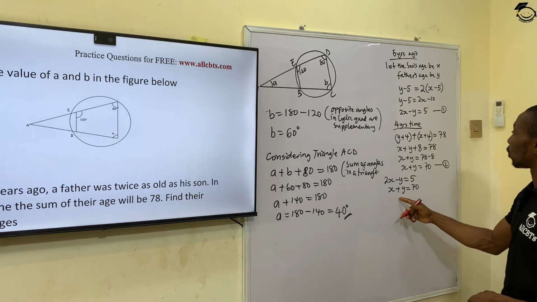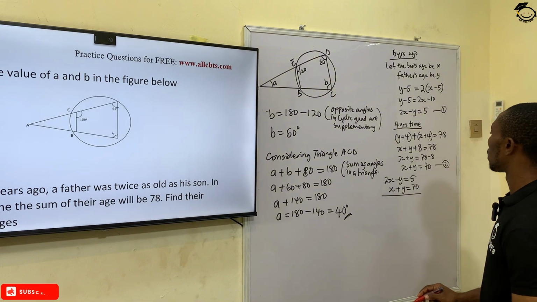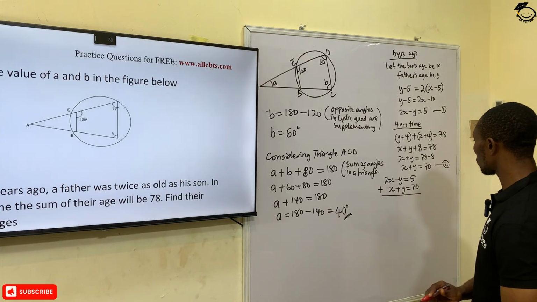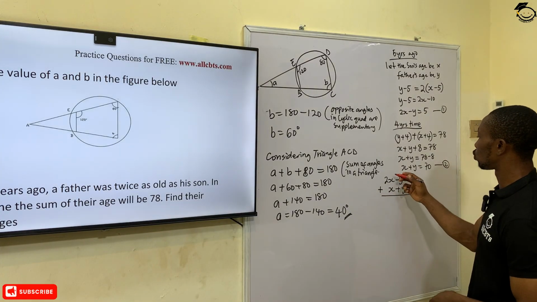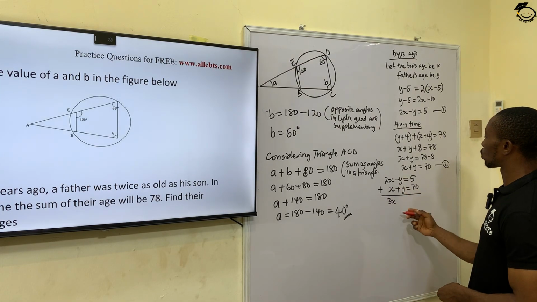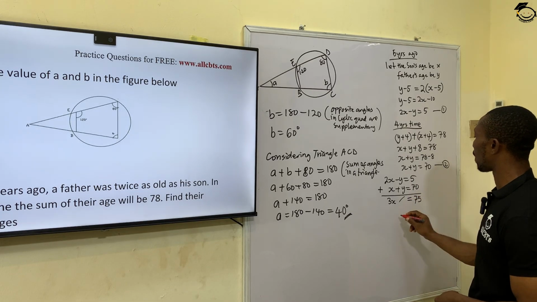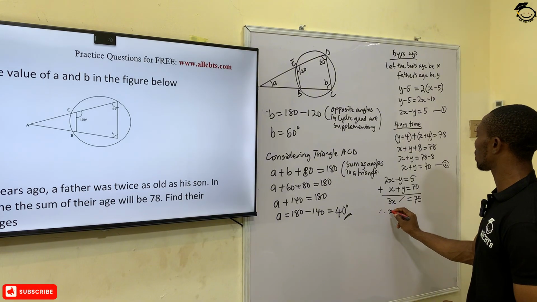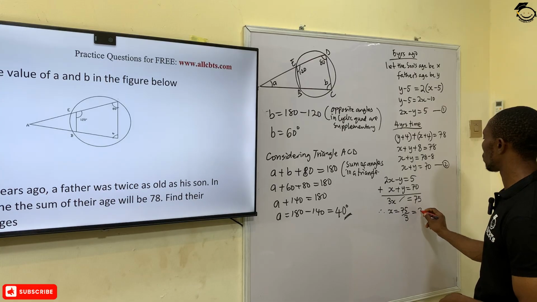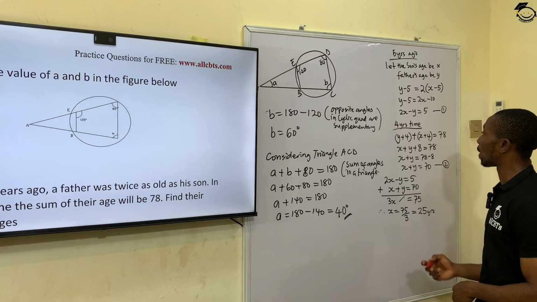All right. Now we have y. Y is equal, so we can eliminate. Now, since they have different signs, we do what? We add. So 2 plus 1 will give us 3x. Y minus y will cancel out, leaving us with 70 plus 5, 75. So therefore, our x equals 75 over 3, which will give us 25 years.